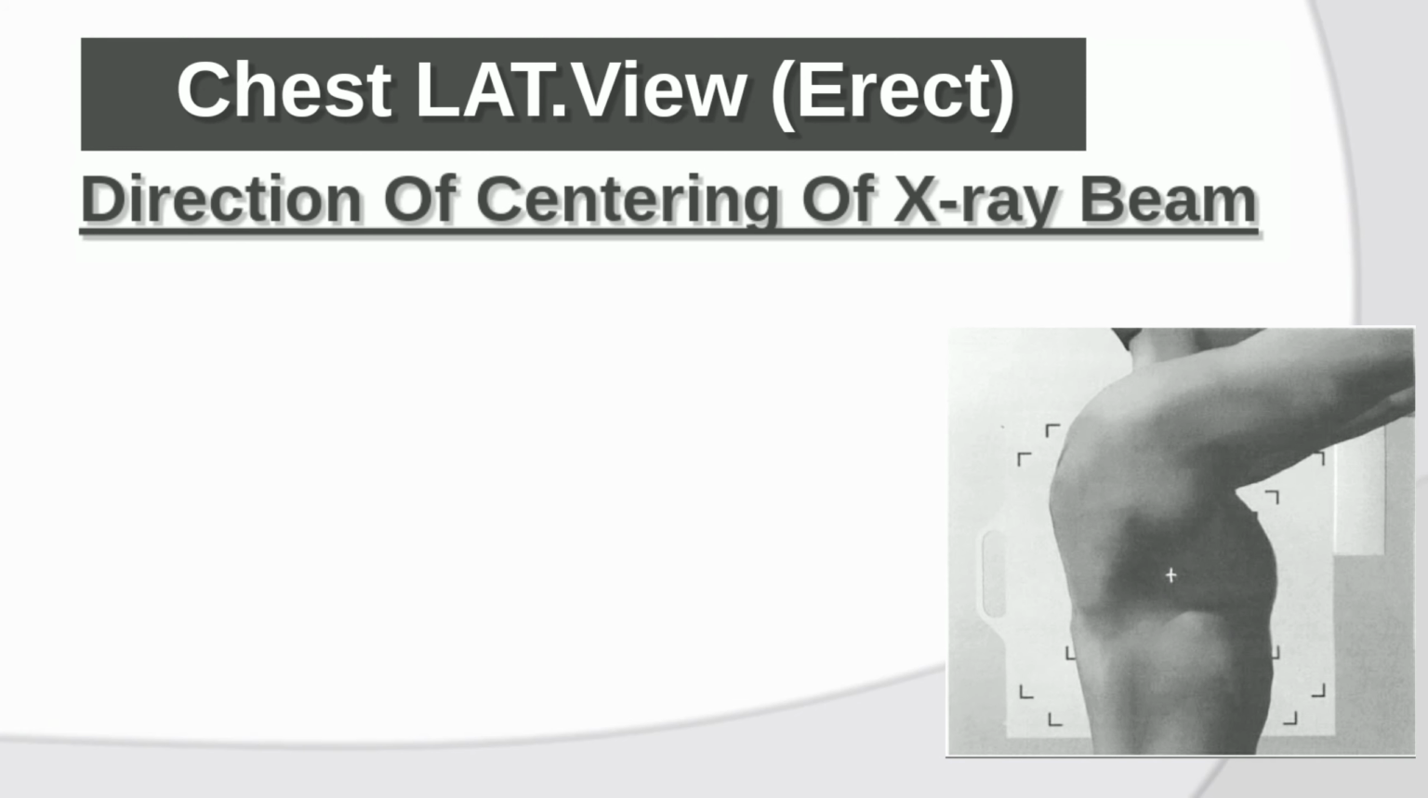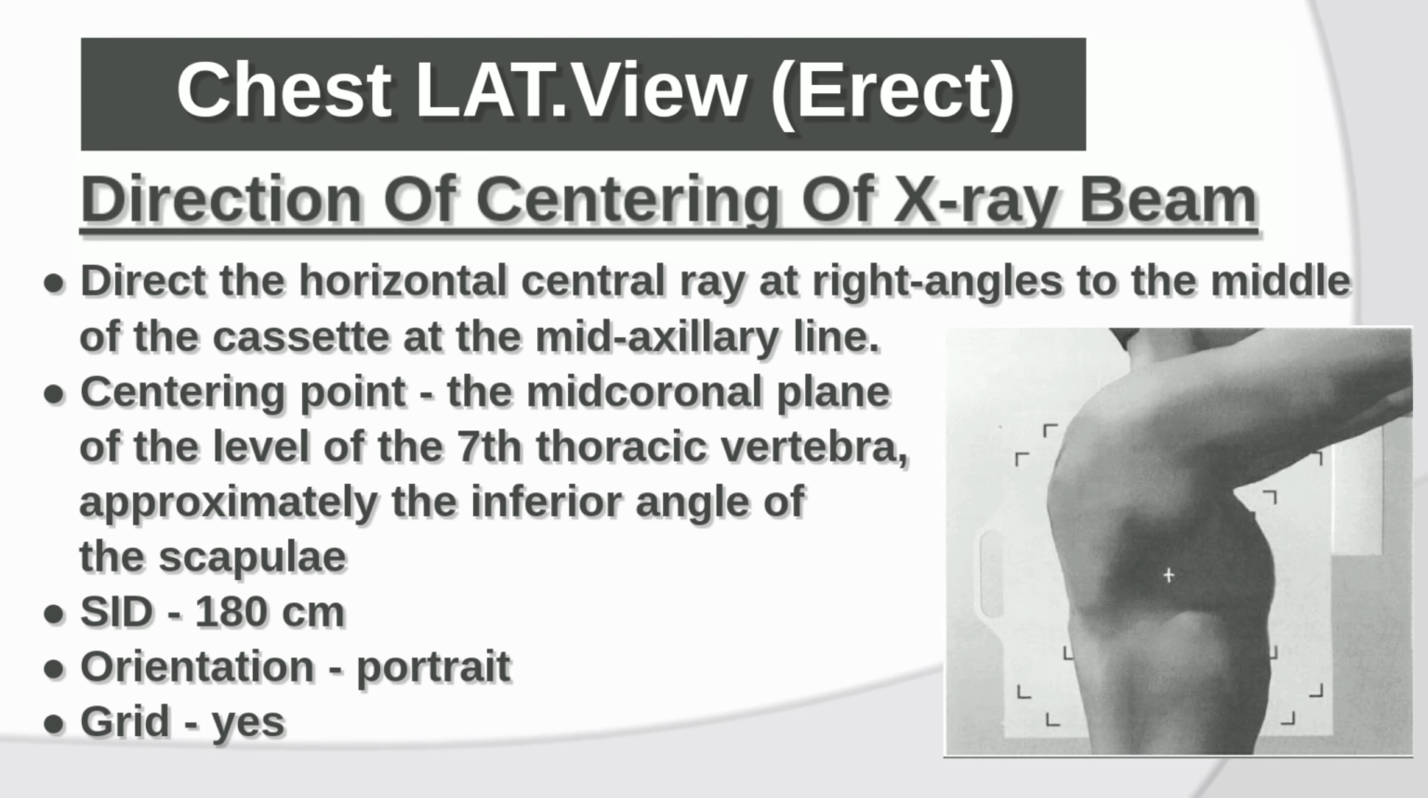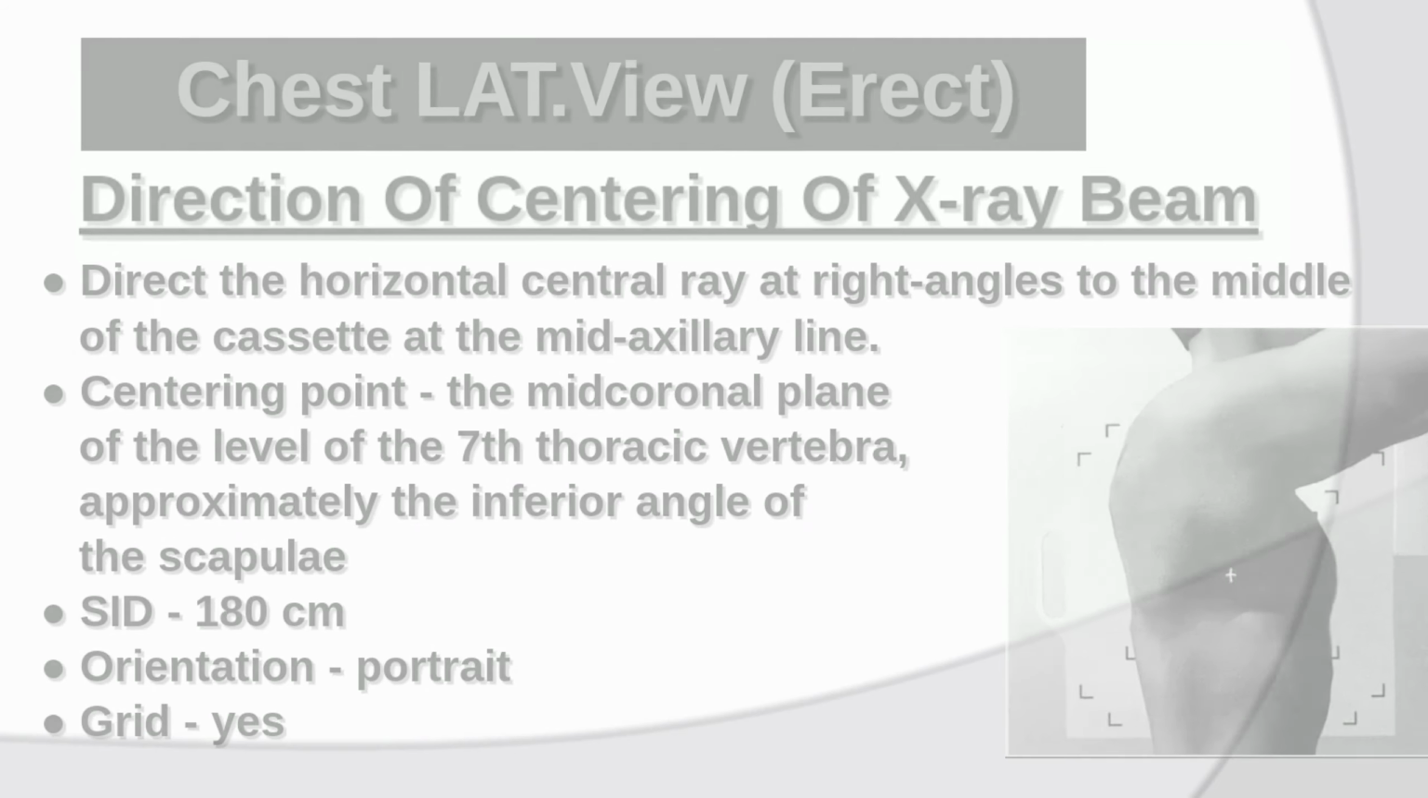Direction of centering of X-ray beam: direct the horizontal central ray at right angle to the middle of the cassette at the mid-axillary line. Centering point at the mid-coronal plane at the level of the 7th thoracic vertebra, approximately the inferior angle of the scapula. Keep SID at 180 cm. Orientation: portrait. Grid: yes, always use grid to enhance image quality.